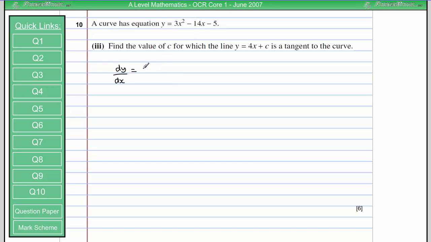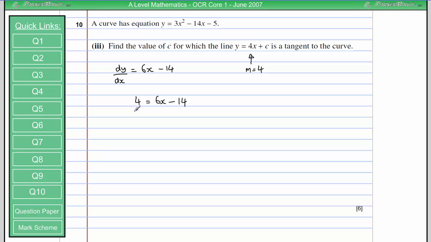If I differentiate 3x squared, that's going to give me 6x. If I differentiate minus 14x, that gives me minus 14. The minus 5 will disappear. So we know our gradient of the curve at any point is 6x minus 14. We are interested when the gradient of the curve is the same as the gradient of this line. And the gradient of this line is 4. It's the number next to the x, the coefficient of x. So we can now say that 4 equals 6x minus 14.